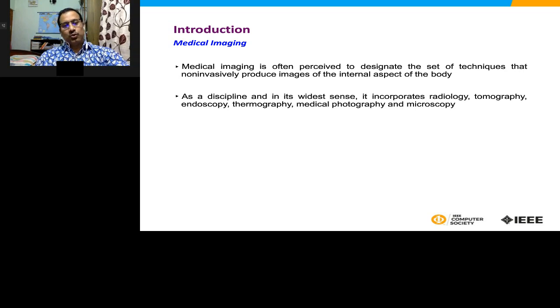But when we look into imaging as a set, the operations done in imaging are really a wide range, and they incorporate operations in the domain of radiology, tomography, endoscopy, microscopy, and medical photography. So you can understand the amount of specializations and the variability of this domain of medical imaging, and that's why it is so challenging and so interesting.